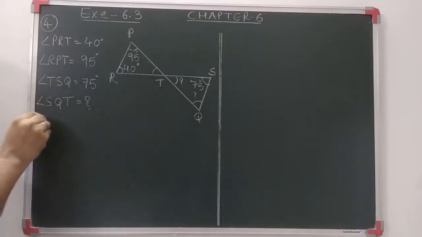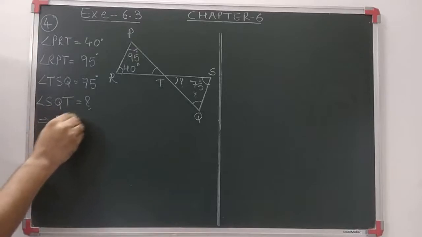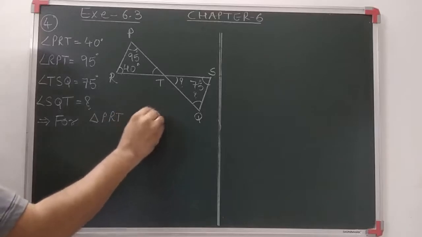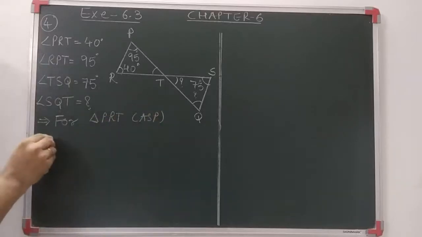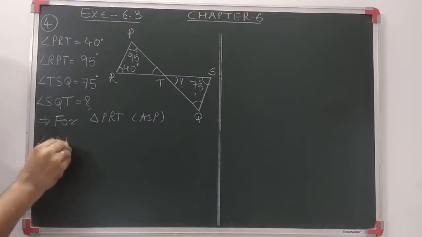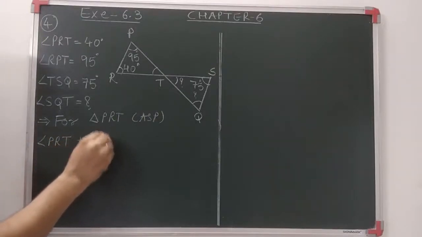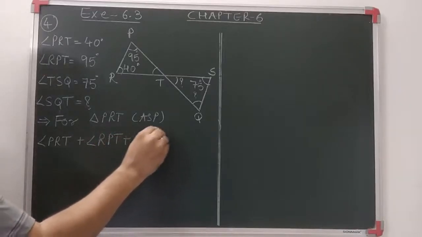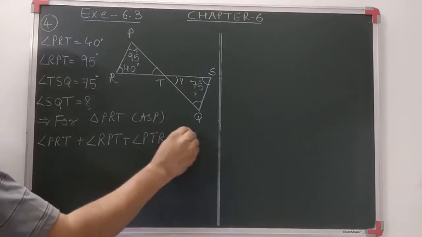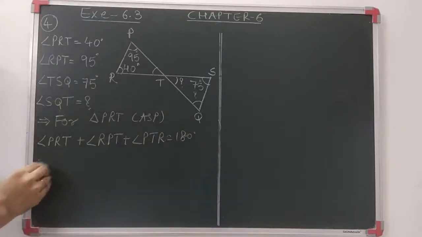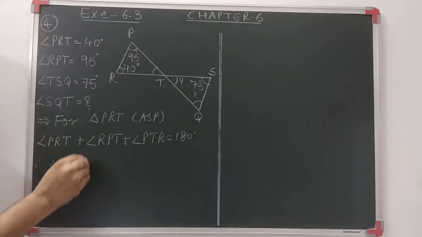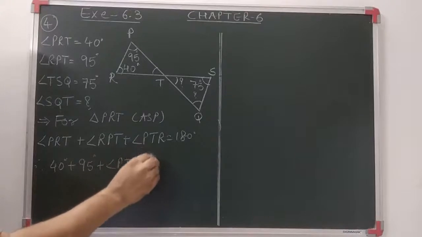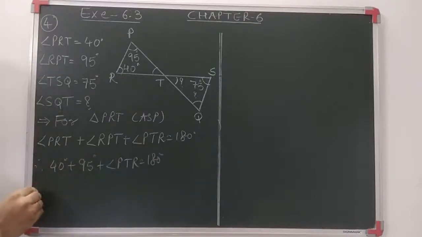So what will we do first? For triangle PRT, I'll use the angle sum property. Sum of all the angles: angle PRT plus angle RPT plus PTR is 180. These two values we have, this is 40 degrees and this is 95, plus PTR. Let me do the sum of these two, which is 135.